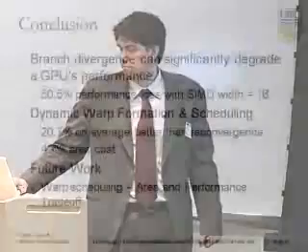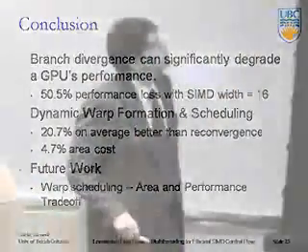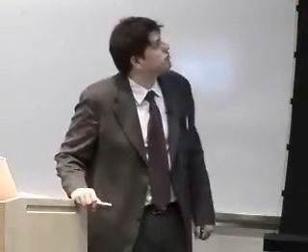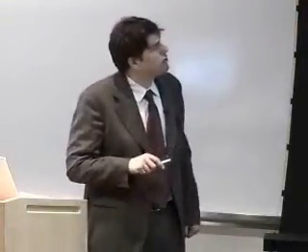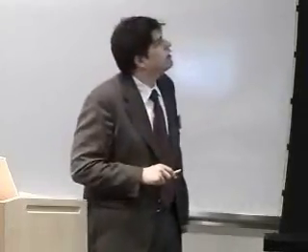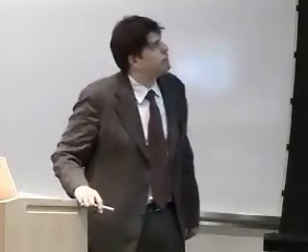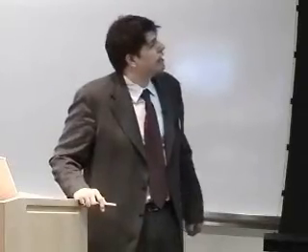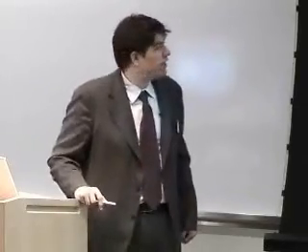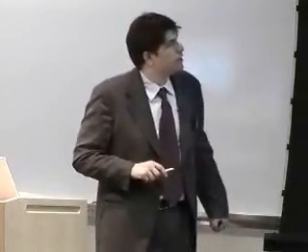Okay, so at least for this work, the conclusions are that the branch divergence we found could significantly degrade a GPU's performance. Again, we measured 50% performance loss with a SIMD width of 16, which would get worse as you go wider. We found that dynamic warp formation and scheduling got us 20% of that back, with an area cost of 4.7%. Our future work in this area is warp scheduling and the area-performance trade-off, and I'll also talk about some other future work in the GPU area later.